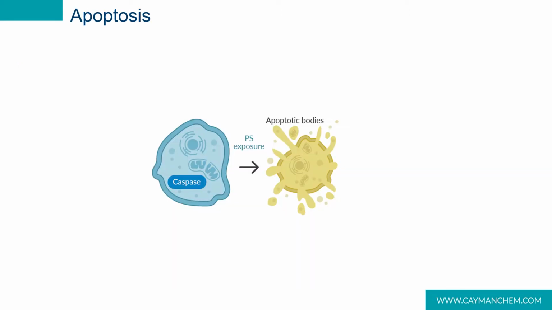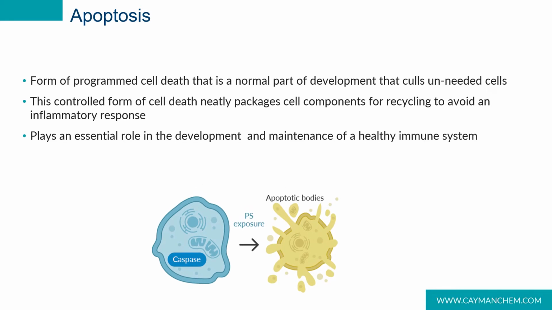The first type of cell death I would like to talk about is apoptosis. Apoptosis is an evolutionary conserved cell death pathway that is responsible for the programmed culling of cells during normal eukaryotic development and maintenance of homeostasis in organisms. It allows for elimination of damaged, infected, or cancerous cells and plays an essential role in the development and maintenance of a healthy immune system.